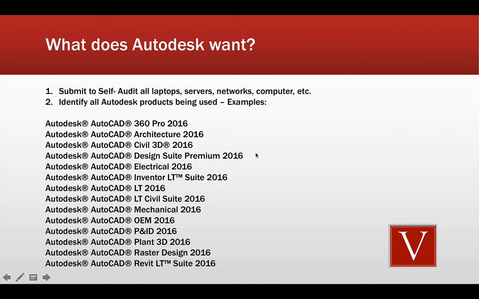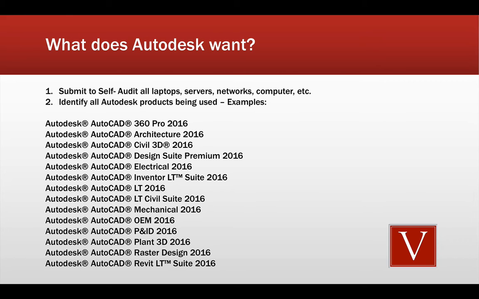What does Autodesk want? Submit to self-audits of your laptops, servers, networks, computers. They want to know your number of installs, what computers it's on, what your serial numbers are. They want your proofs of purchase, showing that you purchased the software from authorized resellers and vendors, that you have legitimate evidence of ownership, and paying fair market value for things, not some bootleg copy that you paid $50 for. We had one company that paid, I think, $23 for a $4,200 piece of software. We said, that's going to be a hard sell, but so forth and so on.